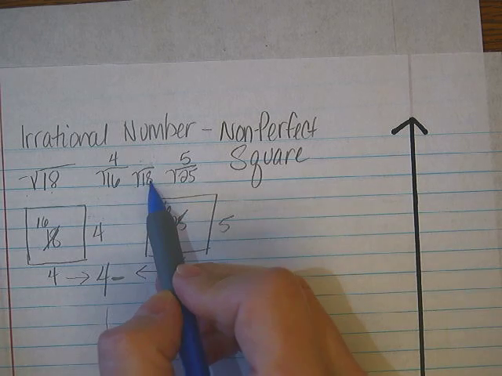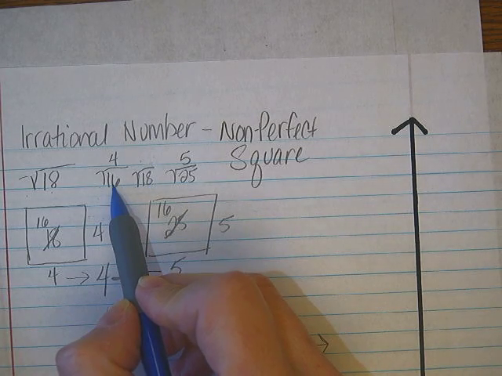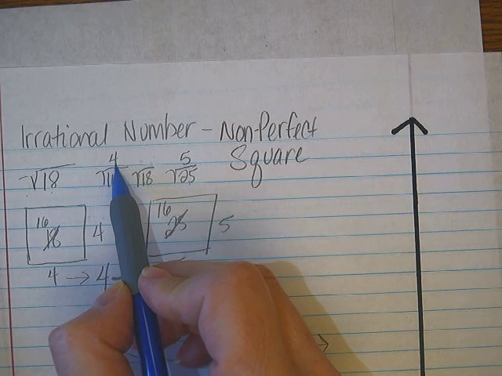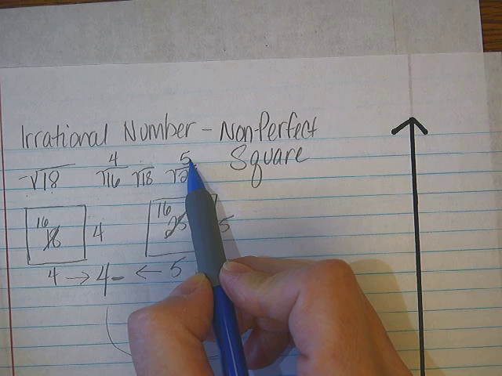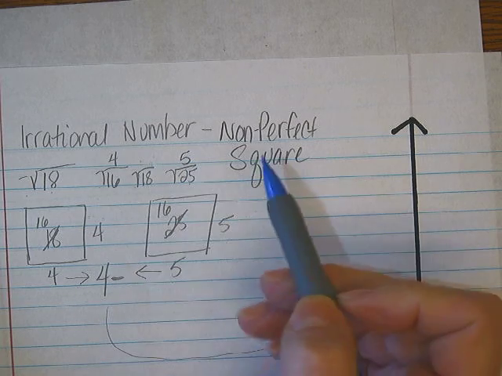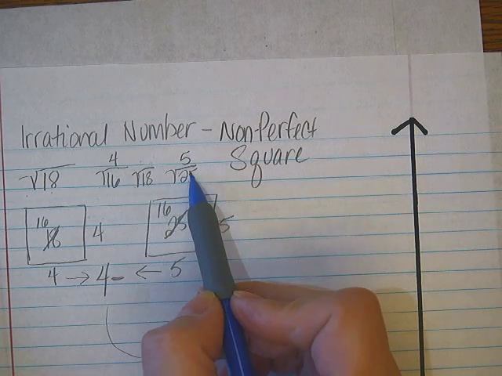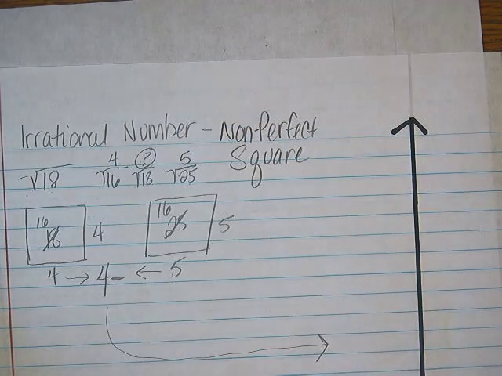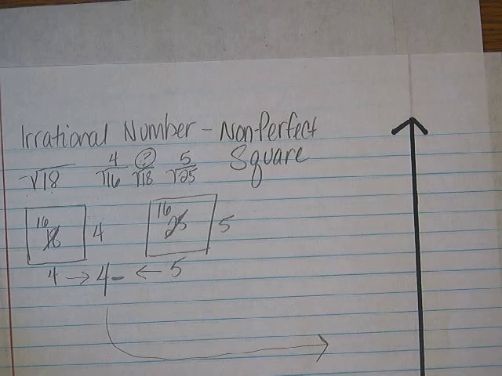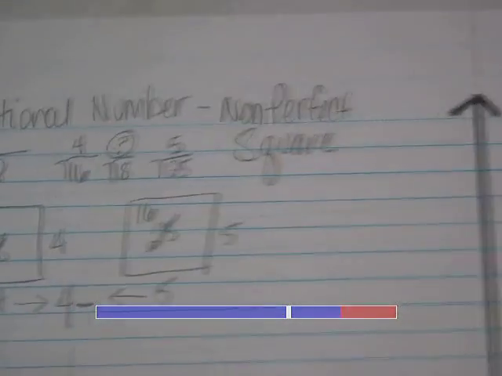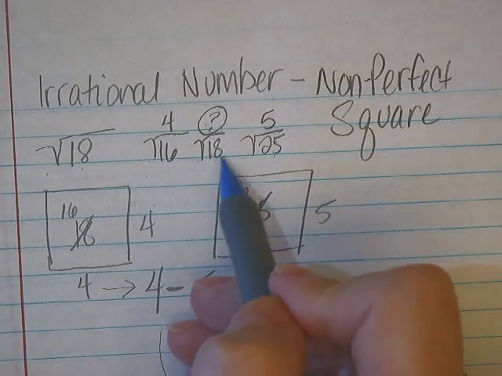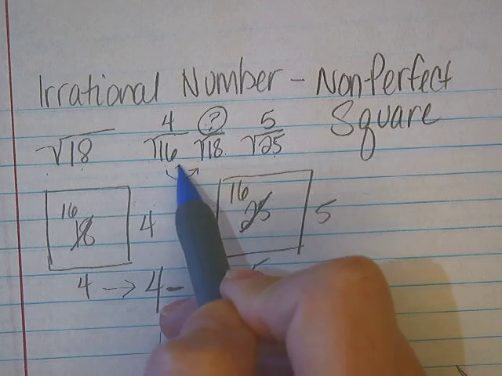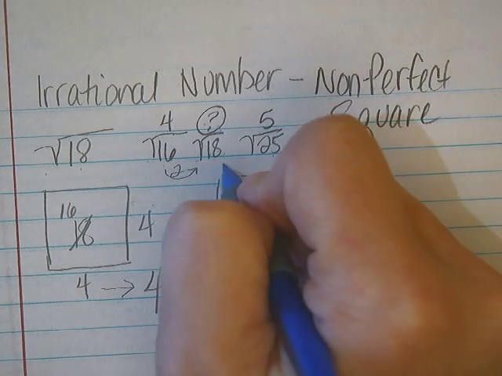In between is the square root of 18. And we've already discussed in the last video about square roots how terrible I draw these. So the square root of 18 is going to be bigger than the square root of 16, but less than the square root of 25. So it's bigger than the whole number 4, but less than the whole number 5. Now, is the square root of 18 closer to 4 or closer to 5?